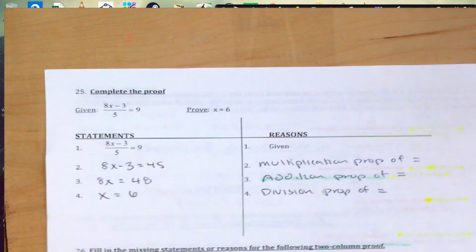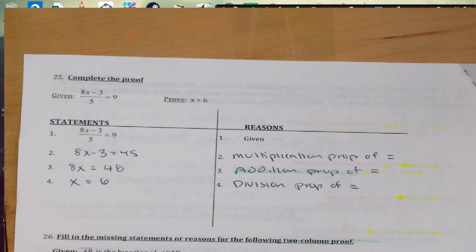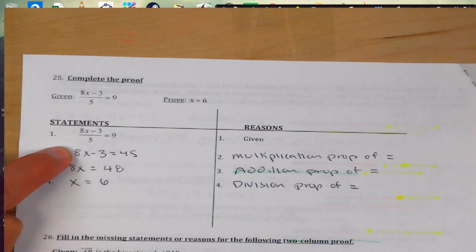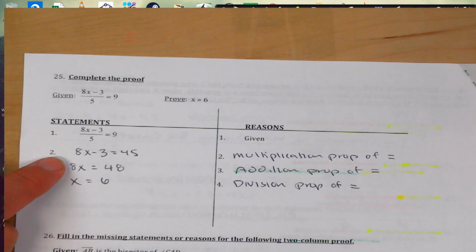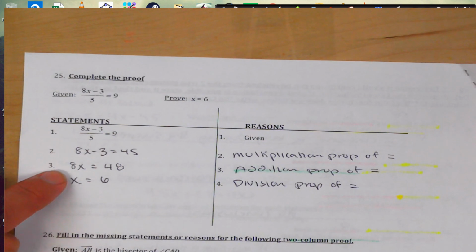On the back, our proof. So this is an algebraic proof, so we don't have to really do a whole lot of groundwork before we start anything. We just kind of jump in. So first step here, I multiply both sides by 5. That's multiplication property. I add 3 on both sides. That's addition property. And divide by 8, division property.